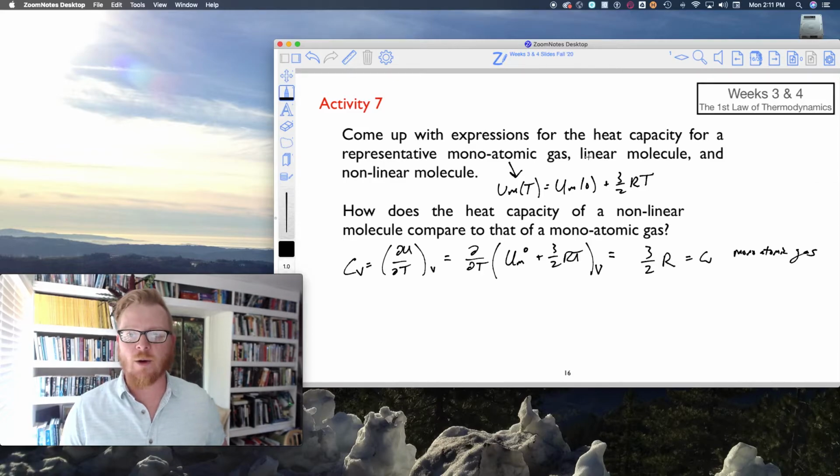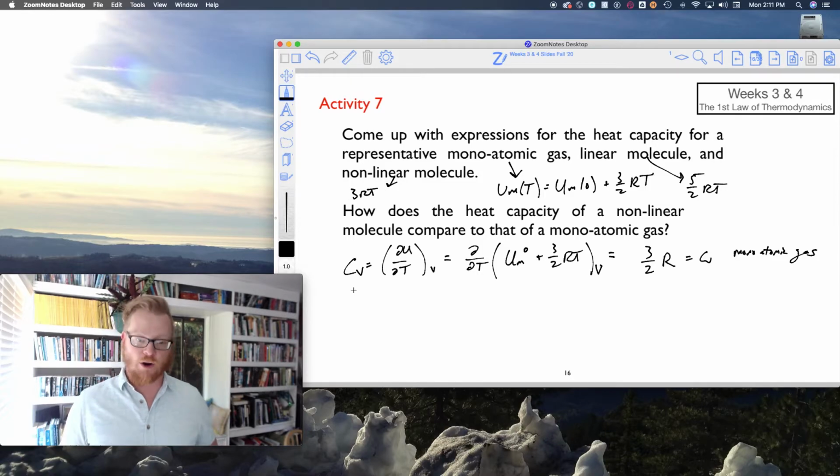So what about a linear molecule? Well, we remember linear molecule, I'm just going to simply write this, was 5/2 RT, and nonlinear molecule was 3 RT, right? So now CV for a linear molecule is going to be d/dT of 5/2 RT, which is just 5/2 R.